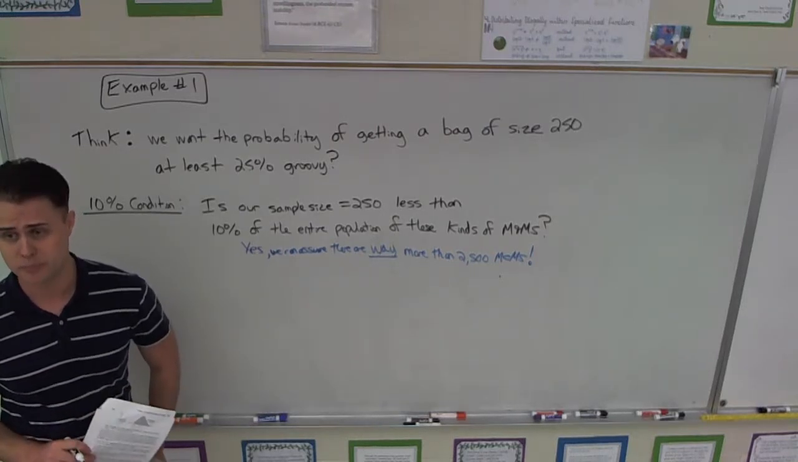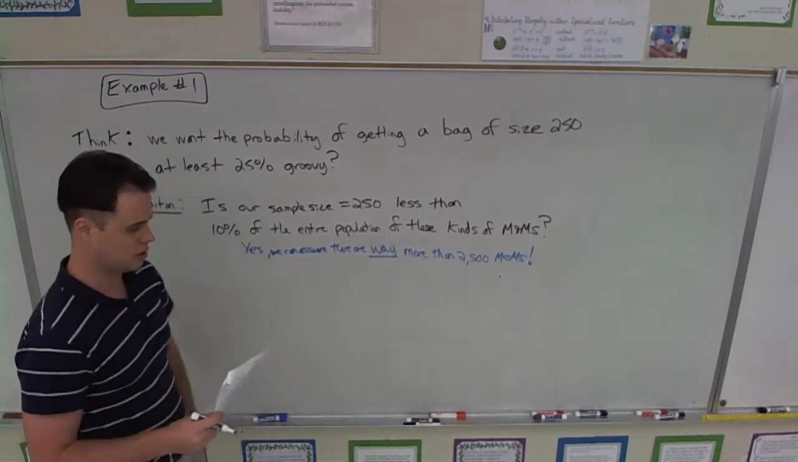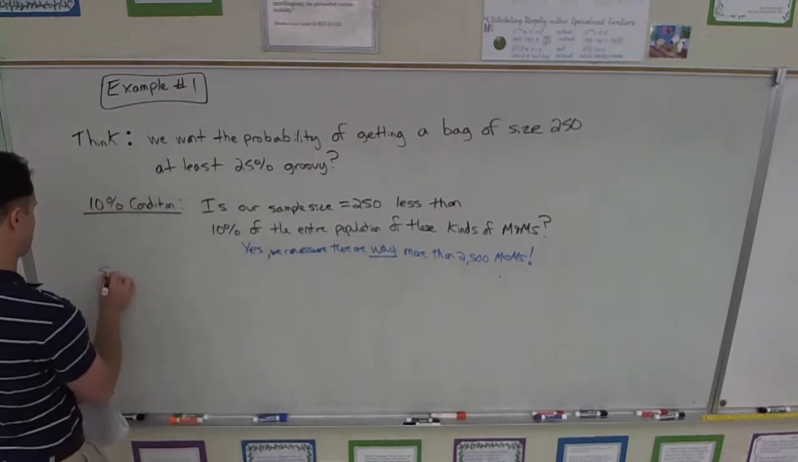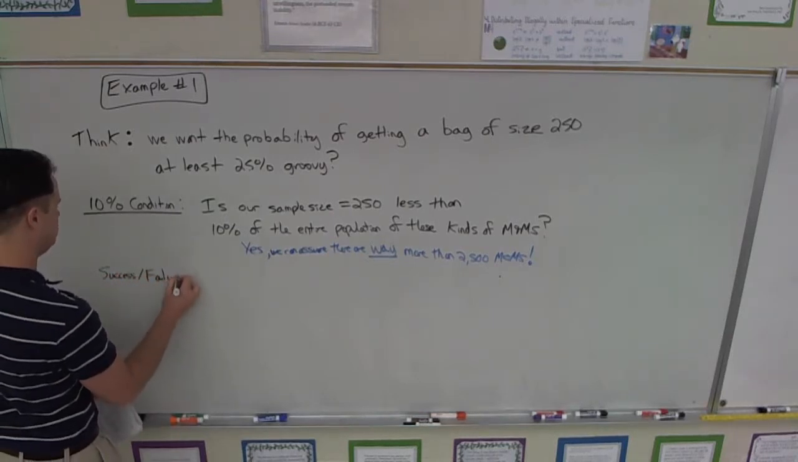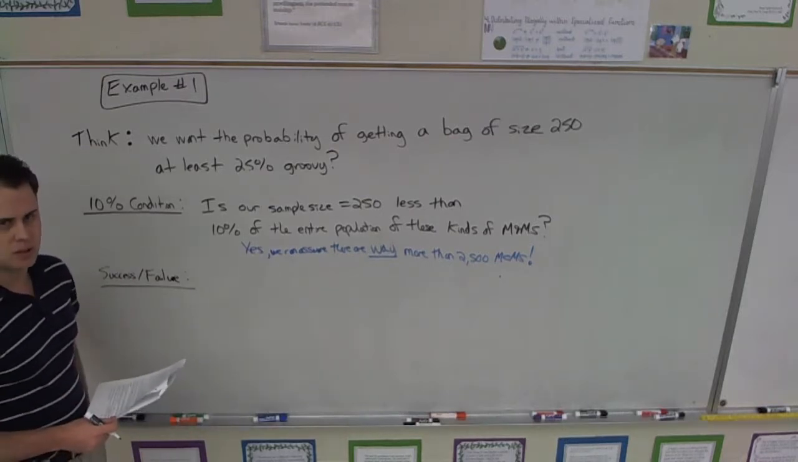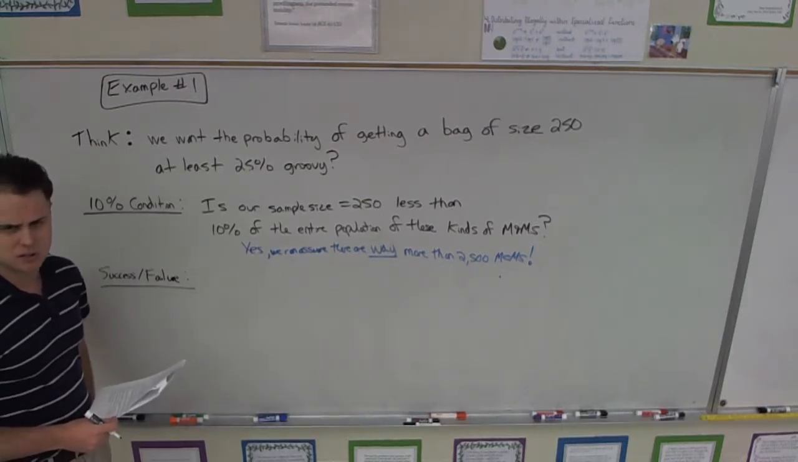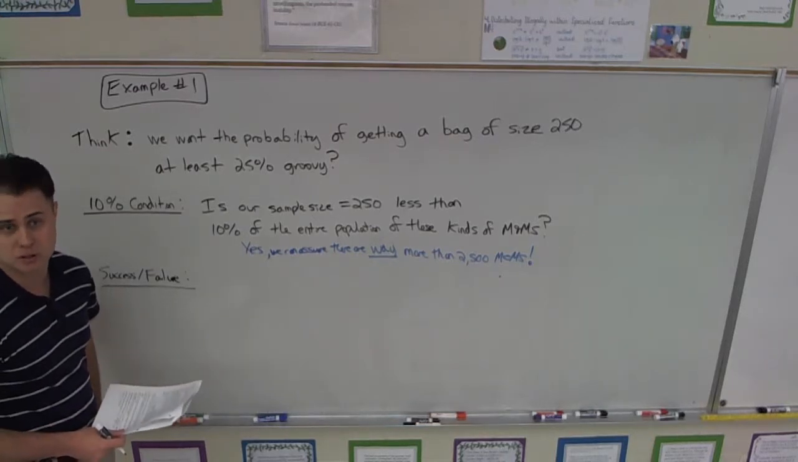This is a totally new one, but you're going to see it all the time from now on. The success-failure condition. So I'm just going to write that as success-failure. So a success-failure condition is that you've got to have at least 10 successes and at least 10 failures. There's good reasons for that. We'll probably run into them a little bit later. Right now, let's just check it.